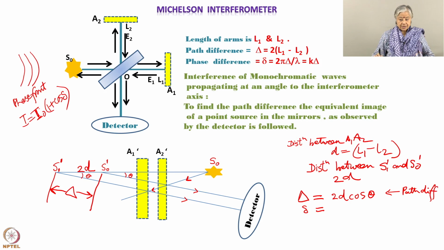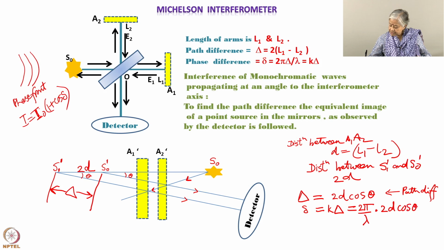Okay. And then you have the small delta. Small delta is the phase difference, which will be the wave vector k times the path difference. That means 2 pi by lambda, which is k, into 2d cos theta.